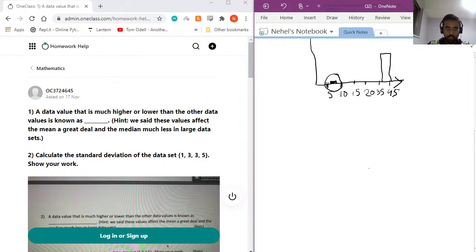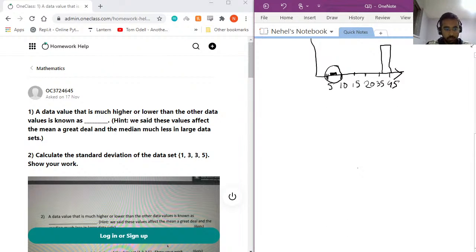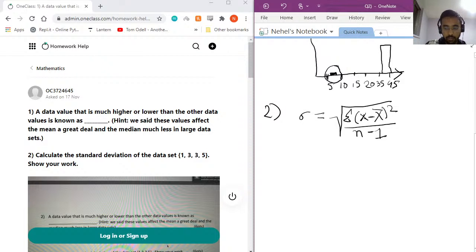Now if we go to the second question, it asks us to calculate the standard deviation of the data set. Okay, so the formula for standard deviation is as follows. For number 2, standard deviation is represented by the Greek symbol sigma, and the formula is the square root of the sum of all the values minus the mean of the data set, squared, divided by n minus 1, where n is the total number of values in the data set.